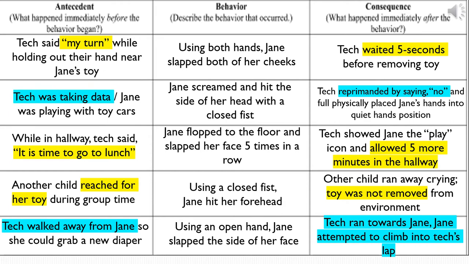The portions that are highlighted blue represent instances in which Jane's behavior appeared to be maintained by attention. In instances where the technician had to walk away or attend to other activities, Jane engaged in SIB. Afterwards, the technician attended to her in the form of reprimands or walking towards her. As you can see in the bottom right, Jane even attempted to climb into the technician's lap once they returned from another activity.